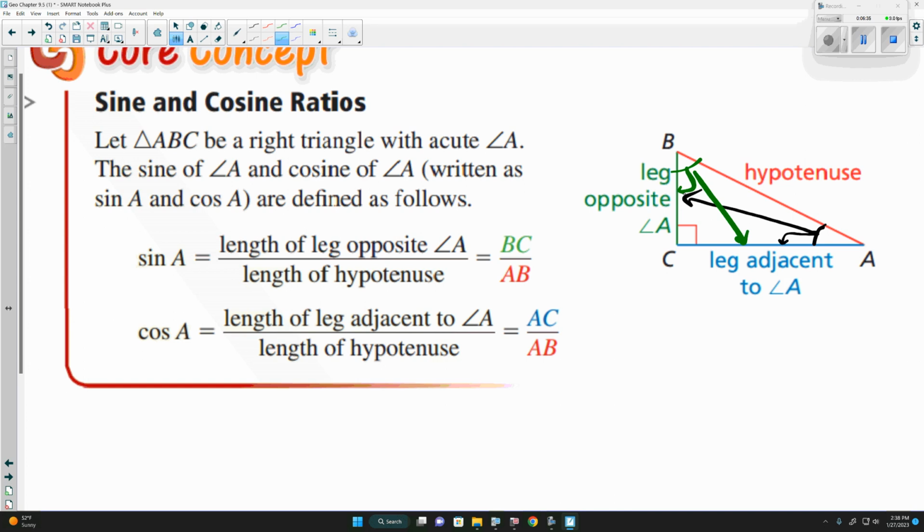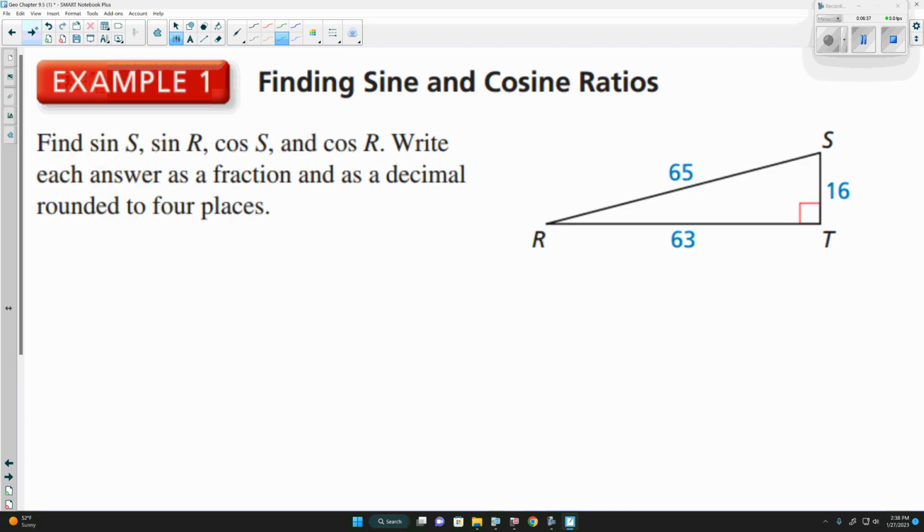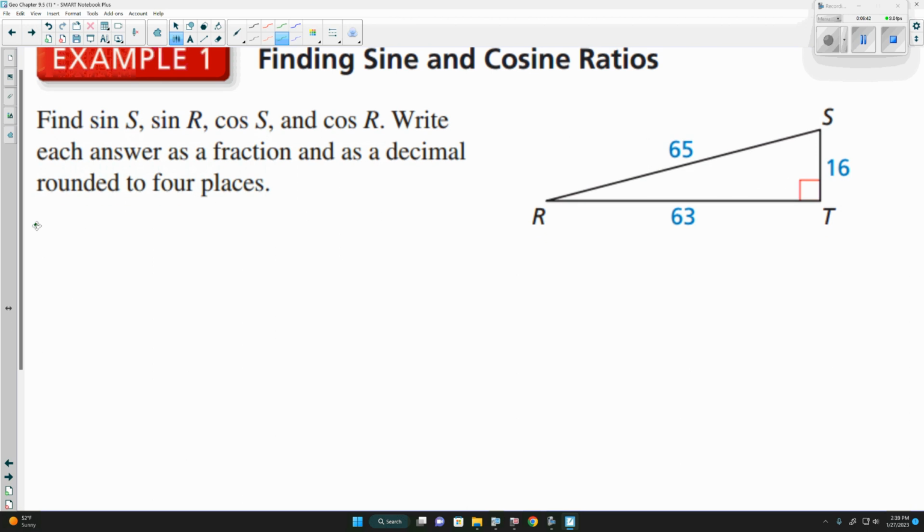All right, so let's look and see how these work. We want to find sine S, sine R, cosine S, and cosine R as fractions and as decimals rounded to 4 places. So we're going to look at sine of angle S first. Again, sine of a given angle is equal to the opposite side over the hypotenuse.